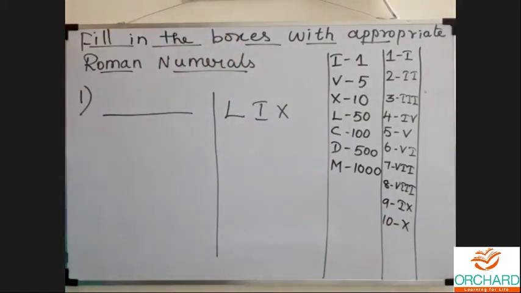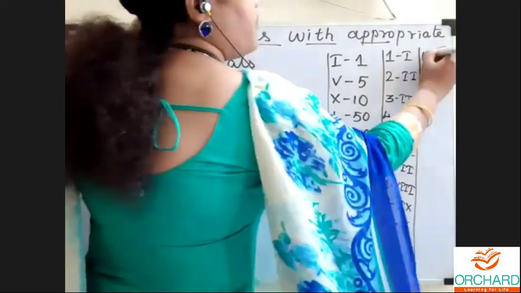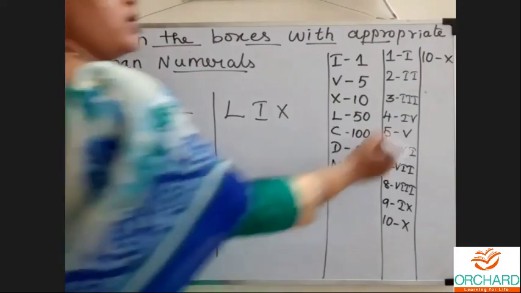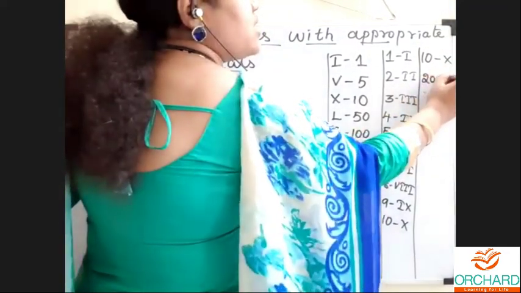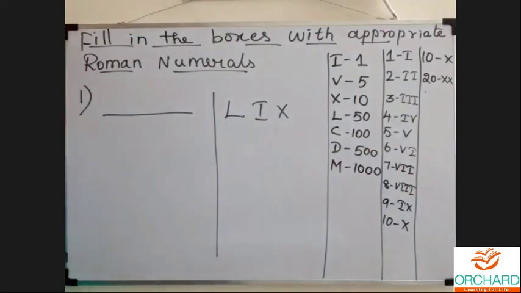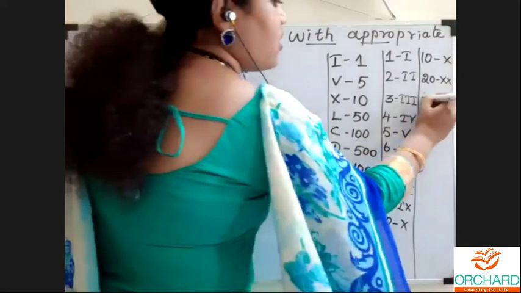In the same way, write the values for 20 tens. 10 can be expressed as X. Very good. 20 can be expressed as XX.